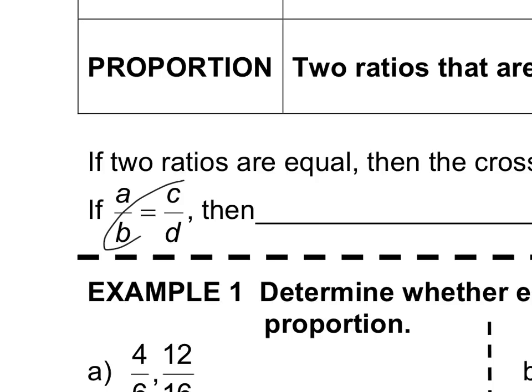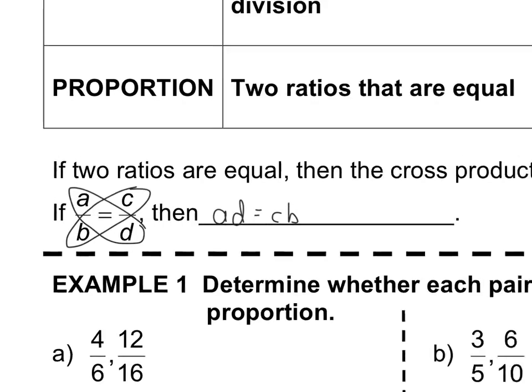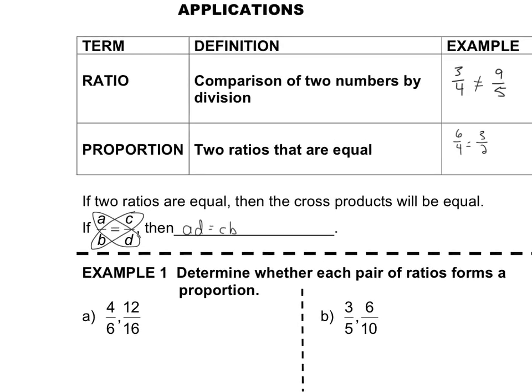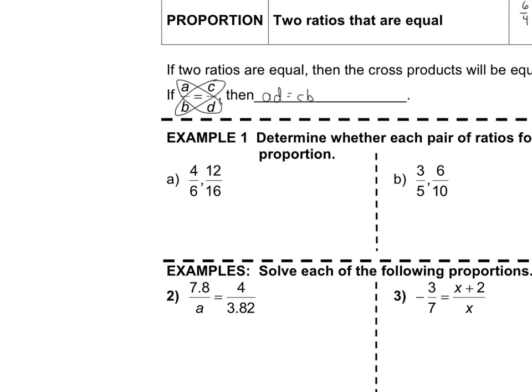I know you've done this before. You take the numerator of one times the denominator of the other and set it equal to the same thing on the other side, in which case you'd have A times D should equal C times B. If they are, then they are proportional, okay? So we're going to determine if each pair of these ratios is a proportion.